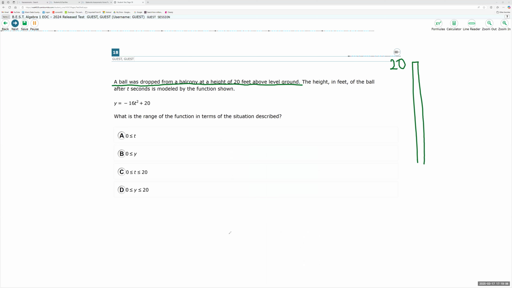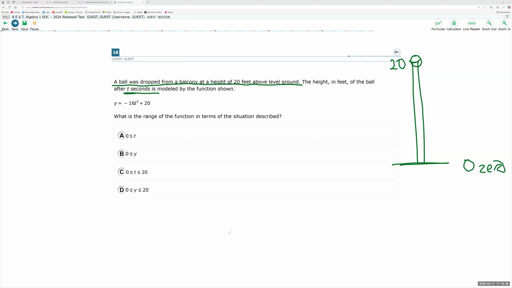And there was a ball at 20 feet. All right, so above ground. There's the ground, and the ground, of course, is 0. The height in feet of the ball after t seconds.